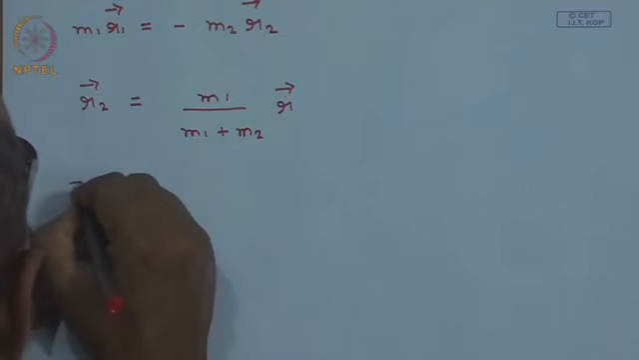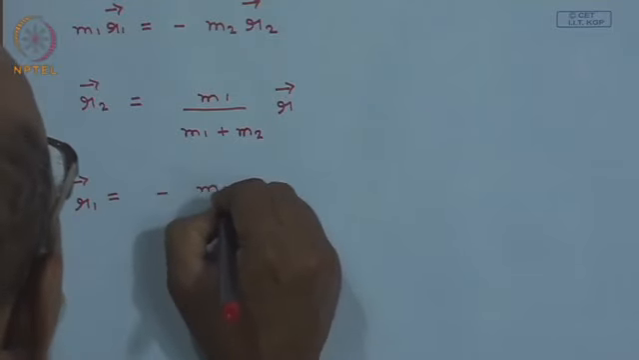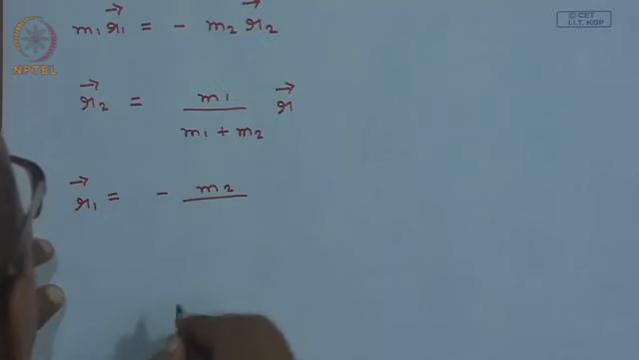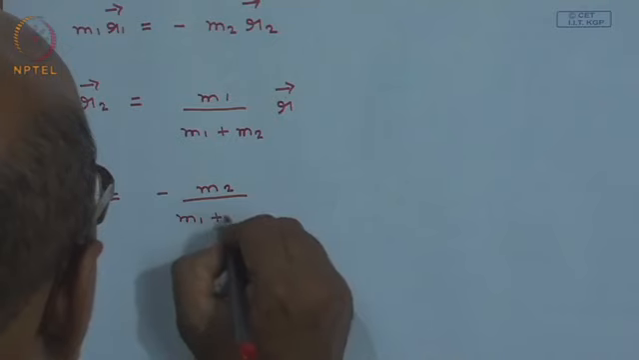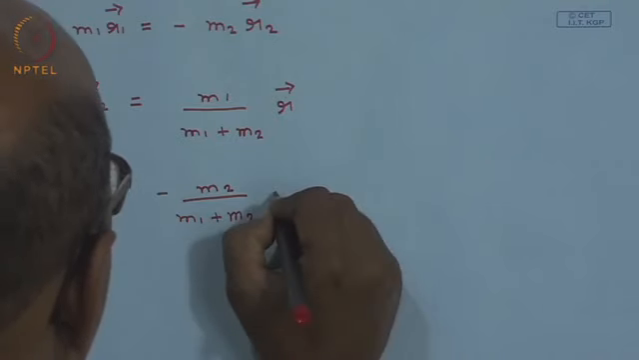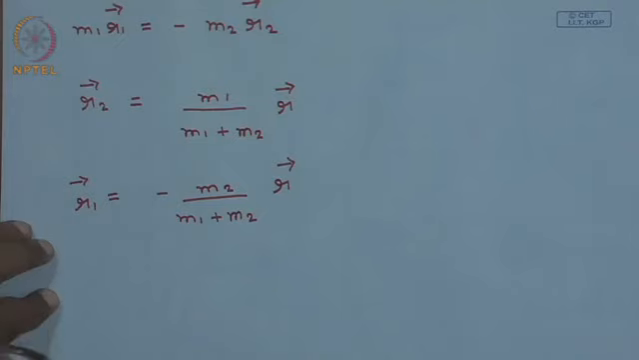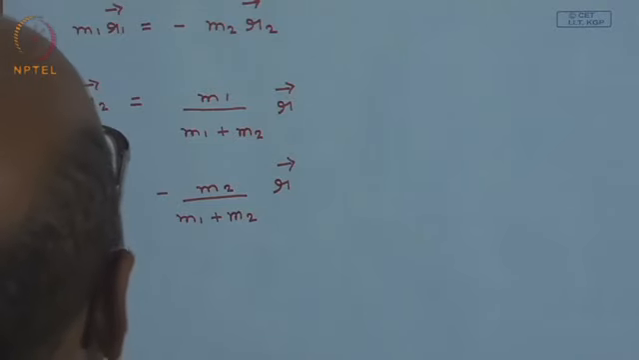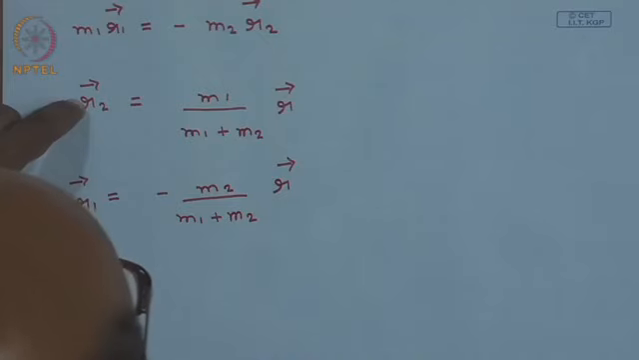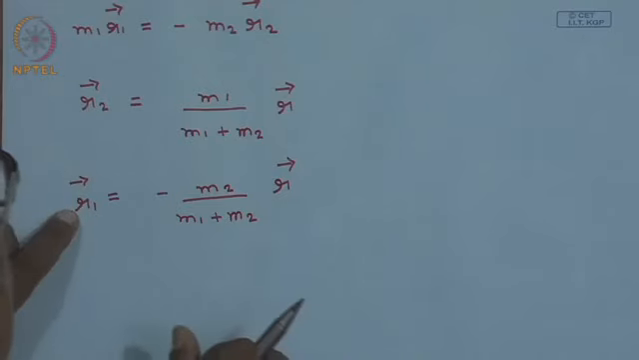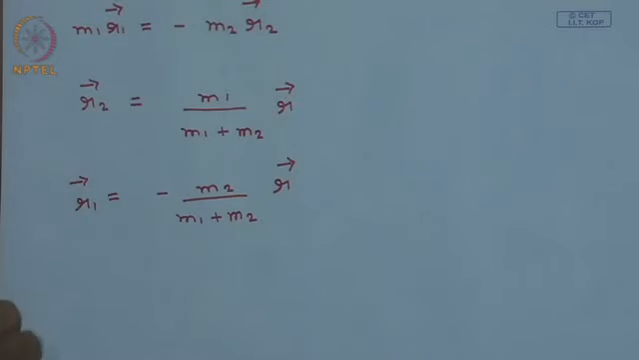R1 is equal to minus M2 by M1 plus M2 into R. So, we see that the ratio of the magnitude of the vector R2 by R1 is equal to M1 by M2. So, this is all consistent with this.